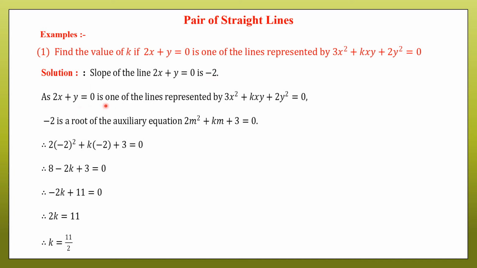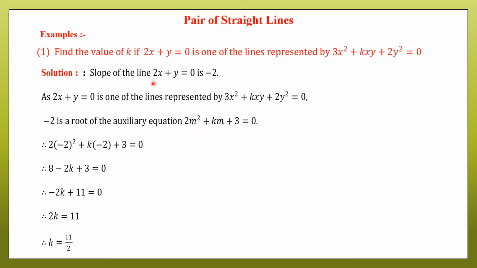As 2x plus y equal to 0 is one of the lines represented by 3x square plus kxy plus 2y square equal to 0, these equations are converted in terms of slope. Compare with the standard equation ax square plus 2hxy plus by square equal to 0. Then a equal to 3, 2h equal to k and b equal to 2. We know that the auxiliary equation is bm square plus 2hm plus a equal to 0. Putting the values of a, b and 2h, we get 2m square plus km plus 3 equal to 0, which is the auxiliary equation, that is the equation in terms of slope.